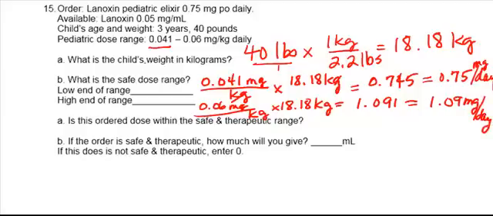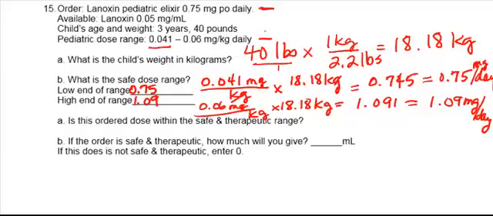Okay, so we can go ahead and enter those in. The low range is going to be 0.75. High range is going to be 1.09. At this point, you need to make sure that you have compared the order for the patient, which is daily, to the high and the low, which in this case is also daily. But you do have to watch your problems because sometimes those will be different, and you have to make sure that you're comparing apples to apples.